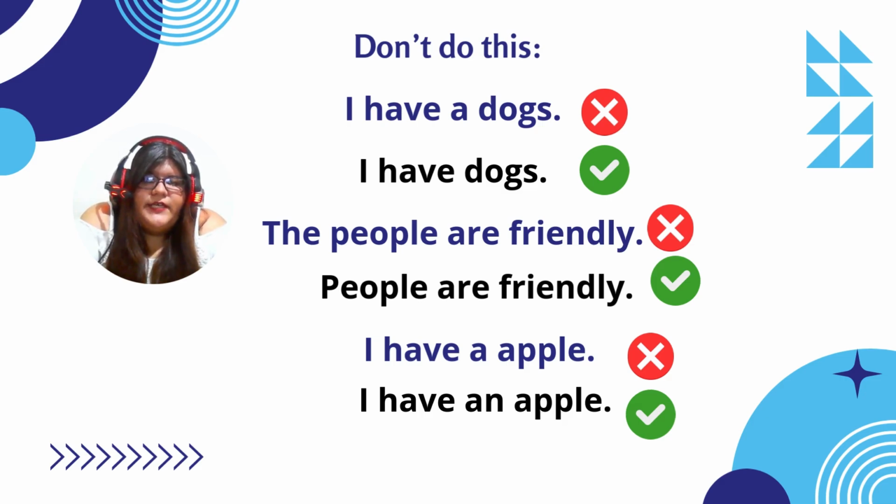Is it correct to say I have a apple? No, it's not correct again, guys. Because apple begins with a vowel, and do you remember that when the noun begins with a vowel, we will use the article an. So it's not correct to say, I have a apple. That is not grammatically correct and it's not possible. Because we use an because apple starts with a vowel, so be careful with that.